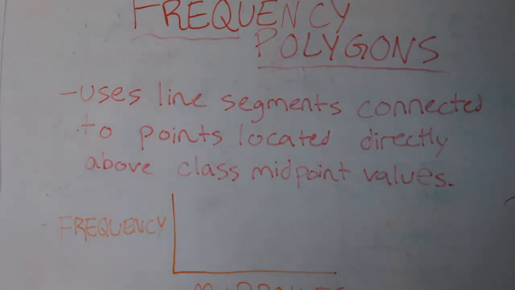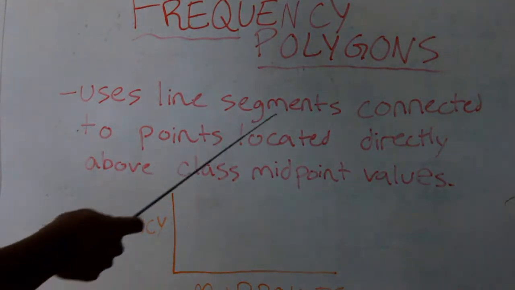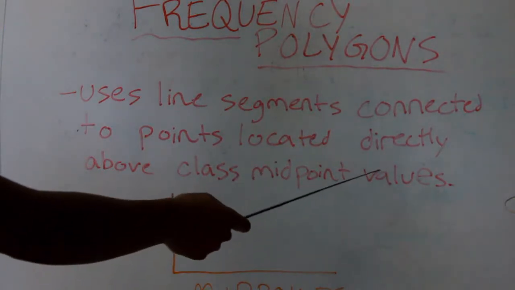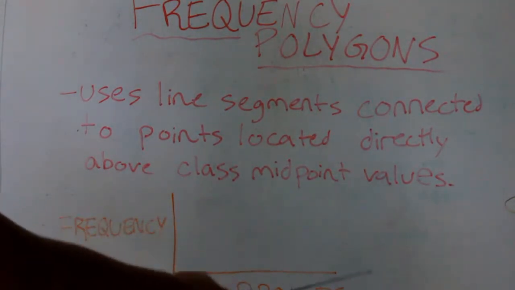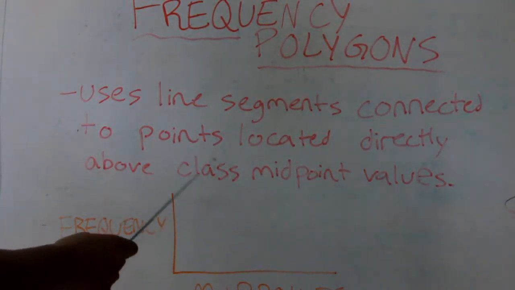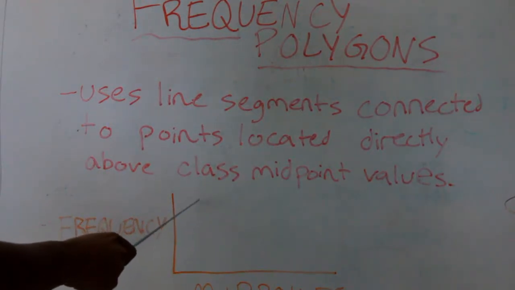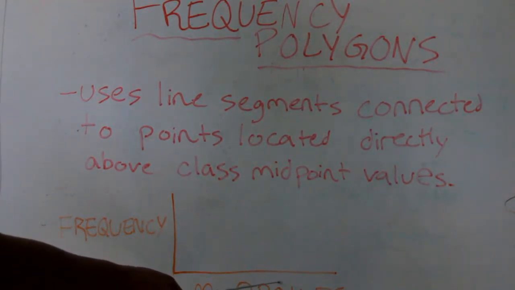Today I will be teaching you about frequency polygons and ogives. Frequency polygons use line segments connected to points located directly above class midpoint values. On the graph you want to label the frequency on the y-axis and midpoints on the x-axis.